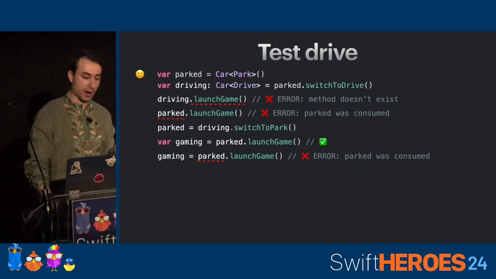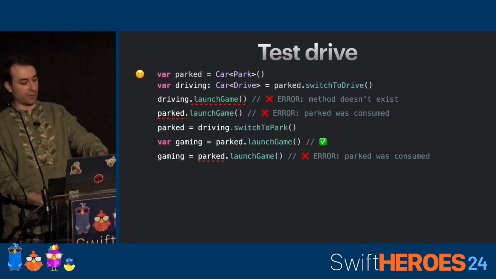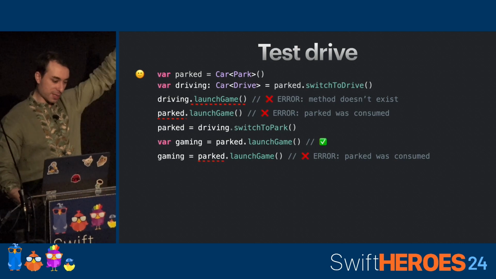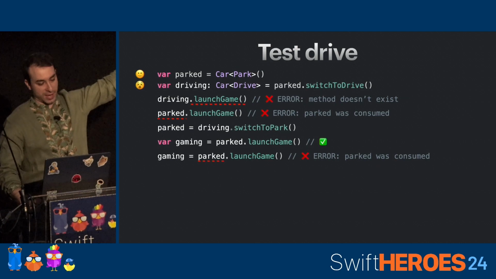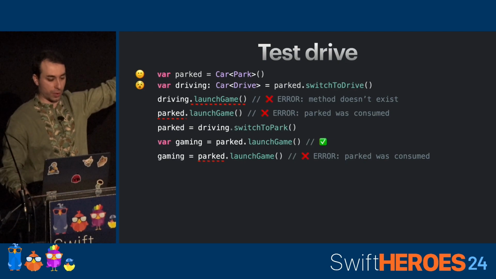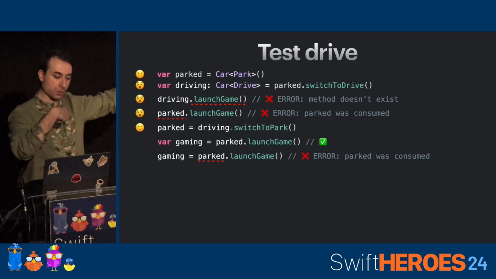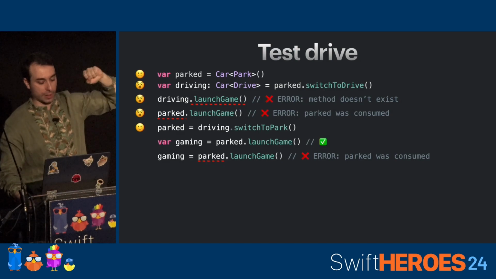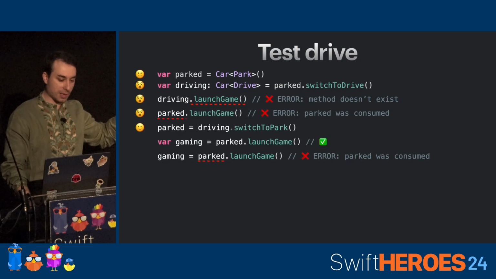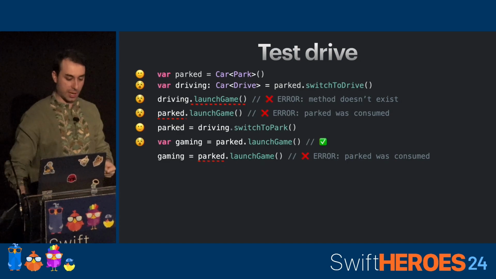So let's see how the compiler, the borrow checker, sees it. Let's track the lifetime of the parked variable. On the first line, it is alive. On the second line, it is dead. It's consumed by virtue of calling switch to drive. Still dead, hence why we can't call launch again, because it was consumed. Now I reassign the new value to parked. By evolving my state, it is alive again, and I can launch the game. Now it is consumed by the call to launch the game, and it's dead again.